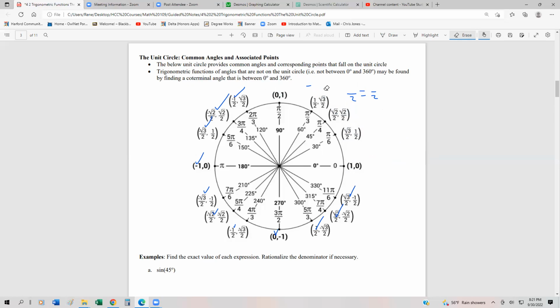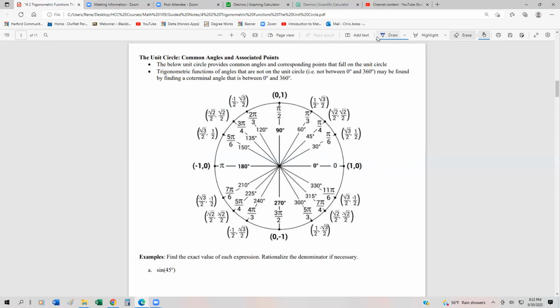And we're going to see this later in the course. But for right now, we should just get used to being able to read the unit circle to evaluate trigonometric functions. All right, so let's do that. Let's just find some basic trig values. And we're just going to find the exact values using this unit circle.